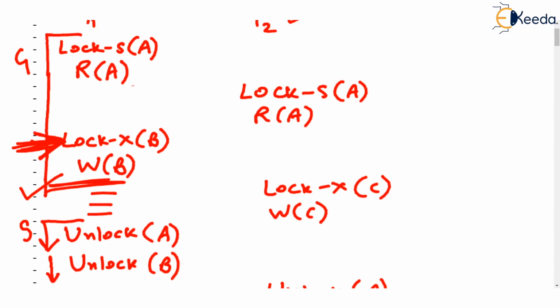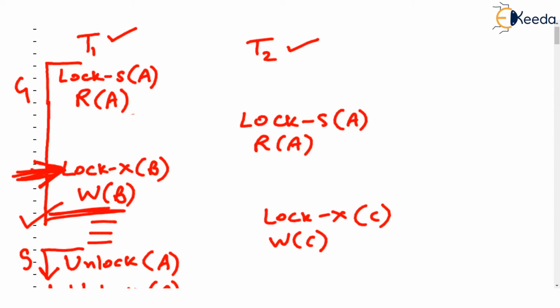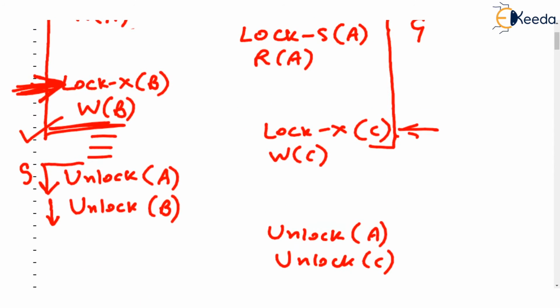Let's see whether T2 obeys the two-phase locking protocol. T2 acquires a lock. Now remember, it can only acquire locks in the growing phase. It can't release locks. It can only lock, it can't unlock in the growing phase. So it acquires an exclusive lock here, fine. And then it stops locking anything, because after this point of time, no more locks are acquired. So this is the lock point. This point is the lock point, isn't it?